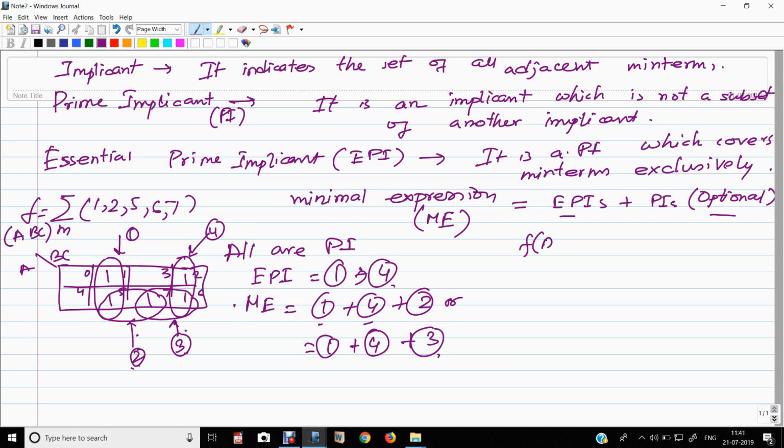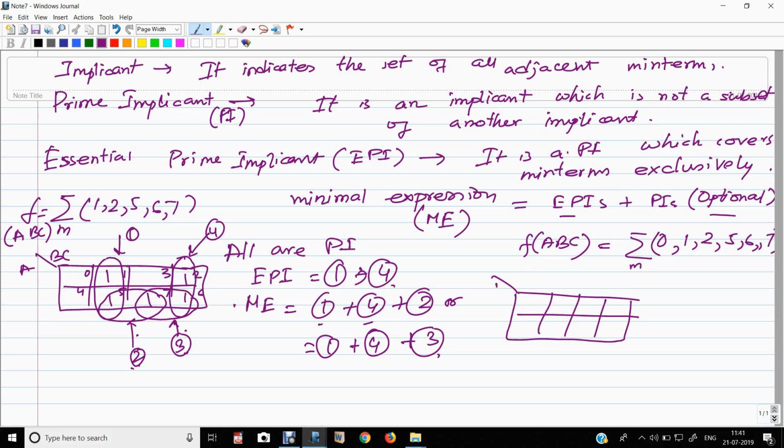If we take another example, say A, B, C, with min terms 0, 1, 2, 5, 6, 7. Right. So if we draw a Karnaugh map, this will be 1, this will be 1, this will be 1, this will be 1, this will be 1, this will be 1. Okay, so we can take this 2 grouping, this 2 grouping, this 2 grouping, this 2 grouping, this 2 grouping, and this 2 grouping.